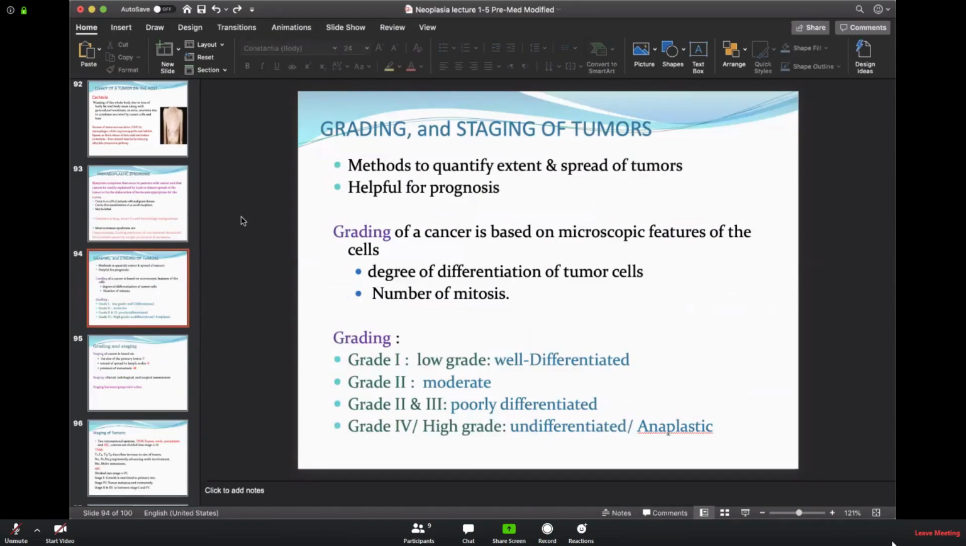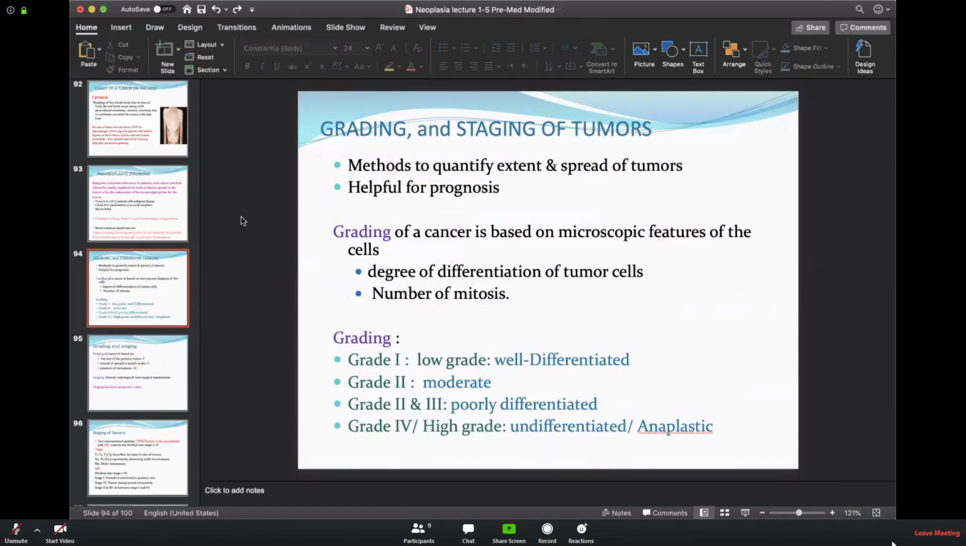We talk about grading and staging of tumors. It is very important to grade and stage a tumor. Why? Because they can predict how the tumor will behave and also help in deciding the treatment protocol. Staging is the most important prognostic parameter in most types of tumor.